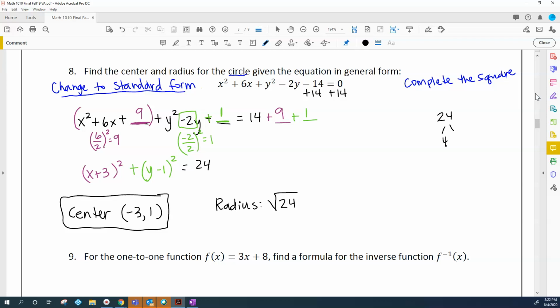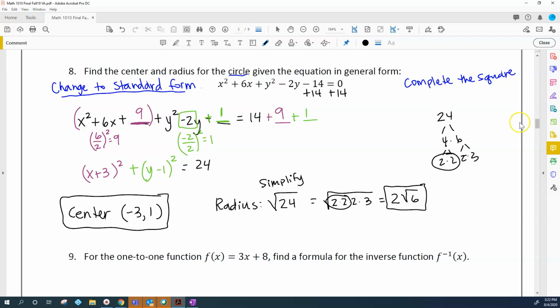So 24 is 4 times 6. Breaking these down, there's a 2 that I can take out. If I wrote it down, that would be 2 times 2 times 2 times 3. A 2 gets to come out, so that's 2 square root of 6. That's how I'd want to write my answer, making sure that I always simplify that radical. Otherwise, you're going to be missing some points on that.